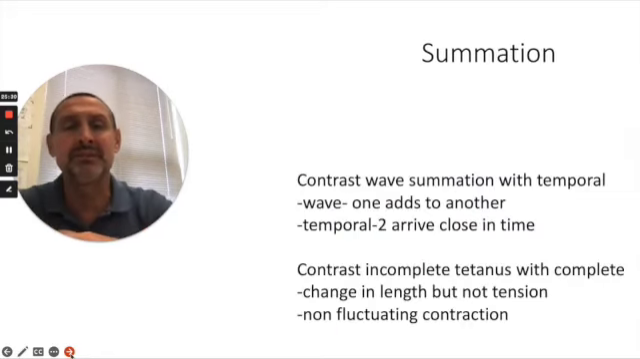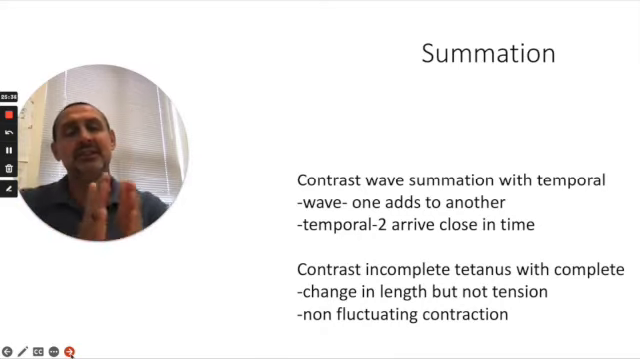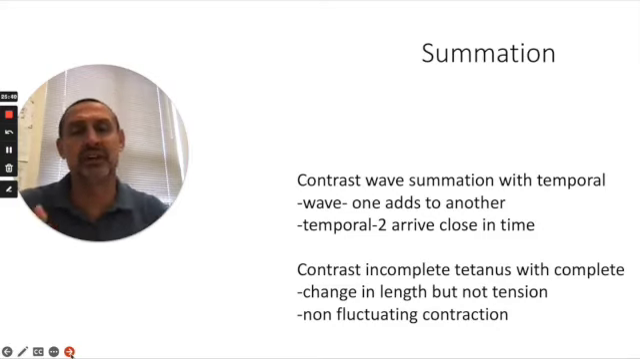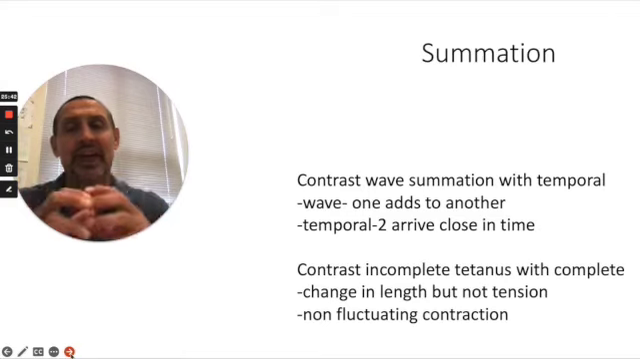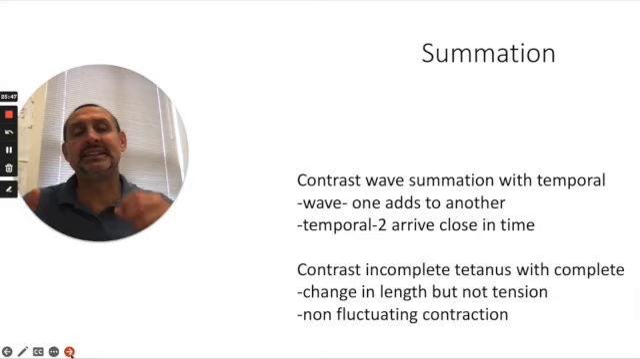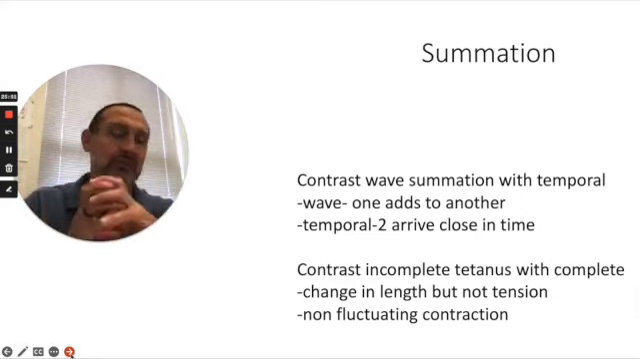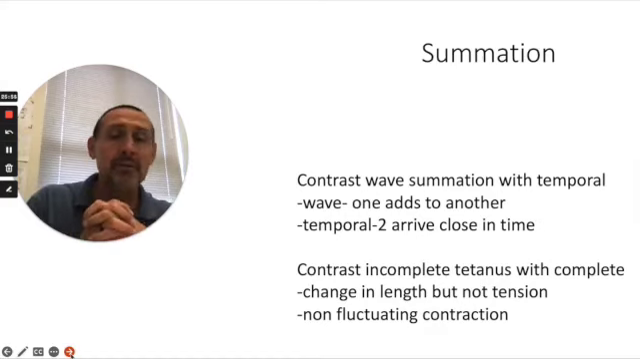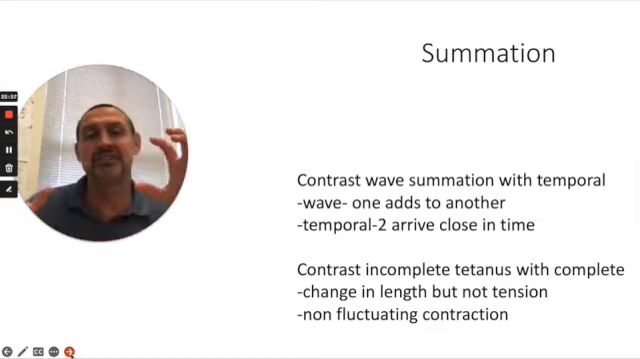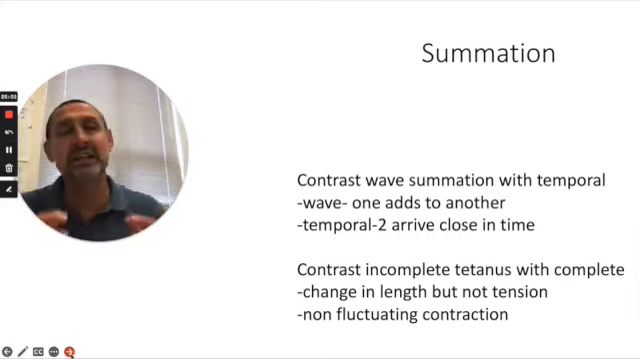There's a difference between something called wave summation and temporal summation. Wave summation adds those twitches to one another. A temporal summation is where you have two twitches that arrive close in time, and so they add together. Complete tetanus means that your muscle is completely contracted, there's no fluctuation, there's no relaxing at all. But incomplete tetanus means that we have a change in the length of the muscle as it contracts, but we're not completely contracting every single motor unit available.